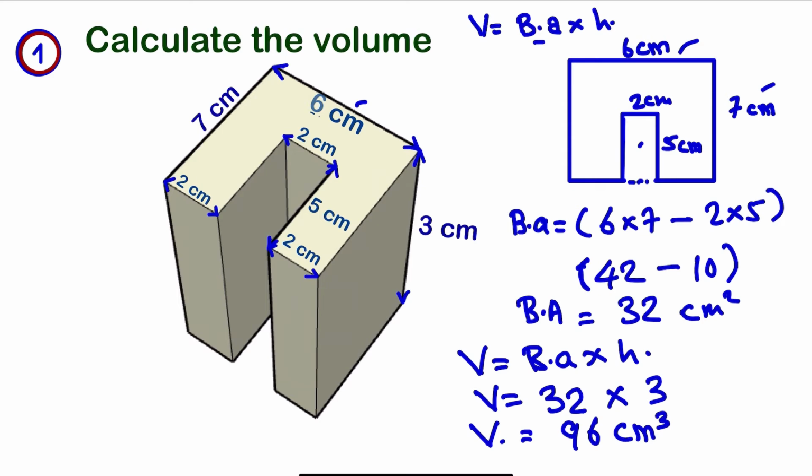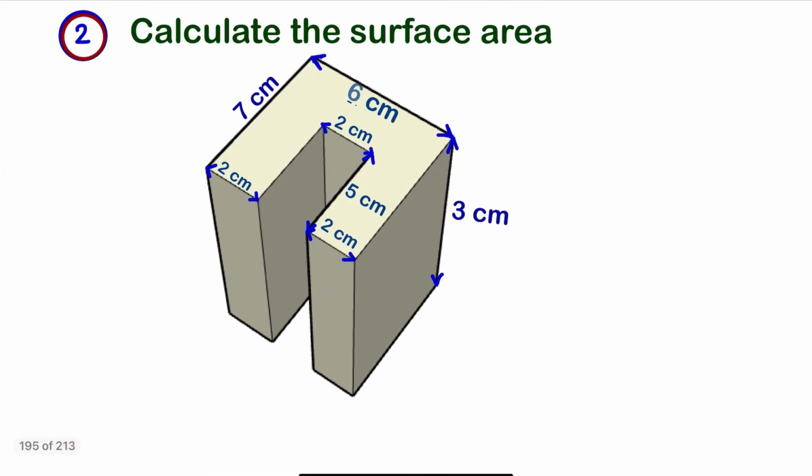Next, let us move on to the surface area. Before we start, let us not forget that the area of one of the base is 32 centimeter square. So let's continue with surface area. As I said earlier, all prisms must have base faces that are identical. So we have this face and this other face, they are identical. We can also say they are congruent. So it means we have two bases.